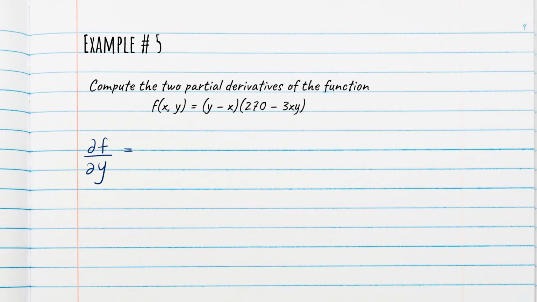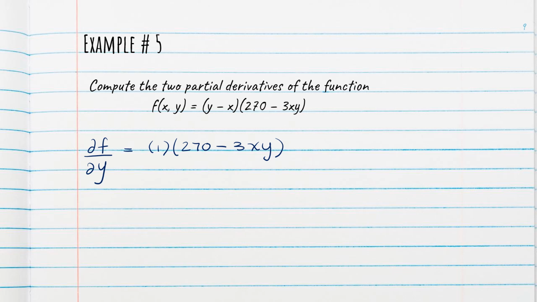Well, the derivative of y minus x with respect to y is just 1. I don't technically have to write this one, but I'm going to for the sake of clarity. So I'm going to take that derivative, 1, I'm going to multiply it by the second term, 270 minus 3xy. Now I have to do the opposite case.